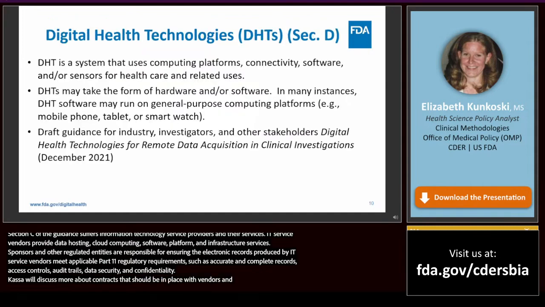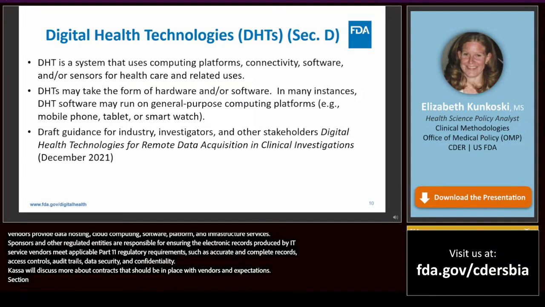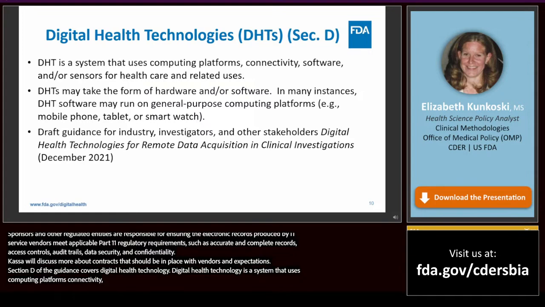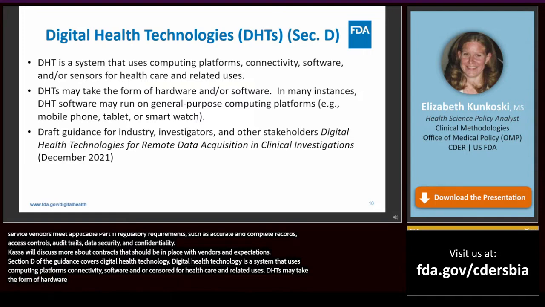Section D of the guidance covers digital health technologies. A digital health technology is a system that uses computing platforms, connectivity, software, and/or sensors for healthcare and related uses. DHTs may take the form of hardware and/or software, and in many instances may run on a general-purpose computing platform, such as a mobile phone.